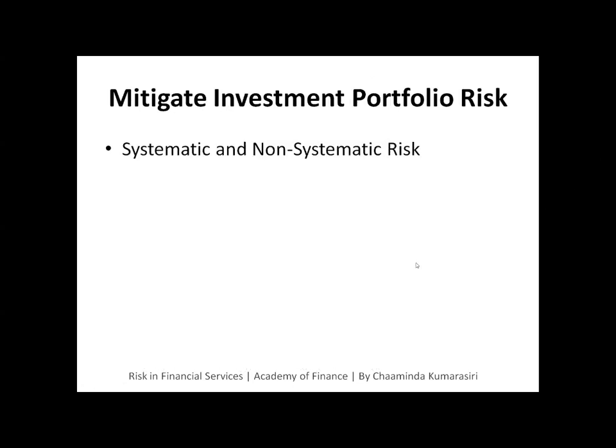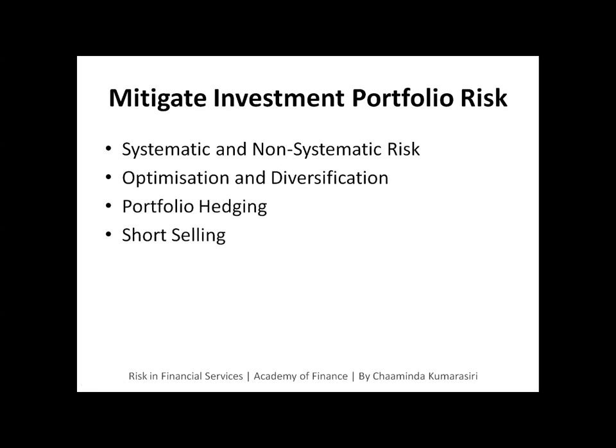Right. Now we talk about investment portfolio risk. How do you mitigate it? And there are two types of risk in a broader sense, right? Systematic and non-systematic. And then there's optimization and diversification. Then we have portfolio hedging. Right? We have short selling, which I explained earlier. So these are techniques we use. I'll take them one by one.